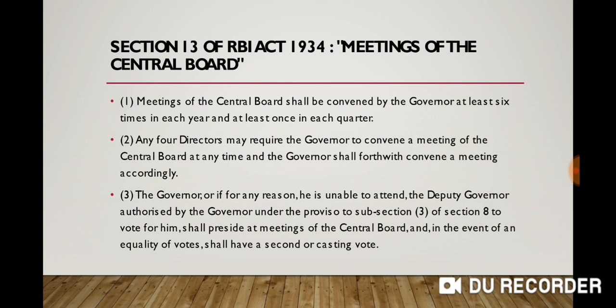The Governor, or if for any reason he is unable to attend, the Deputy Governor authorized by the Governor under the proviso to subsection 3 of section 8 to vote for him, shall preside at meetings of the Central Board, and in the event of an equality of votes shall have a second or casting vote.